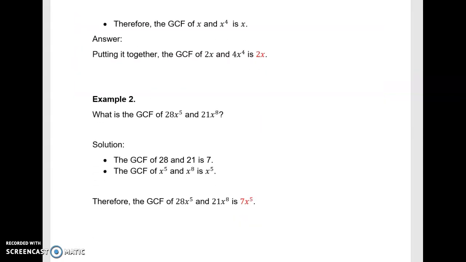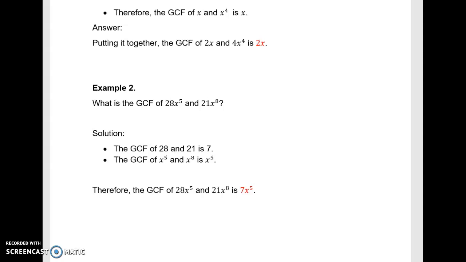For example 2, what is the GCF of 28x to the 5th and 21x to the 8th? So the number part, 28 and 21, the GCF of that is 7. And the GCF of x to the 5th and x to the 8th is x to the 5th because 5 is less than 8, remember that? And x is the same in both of those cases. So the GCF of 28x to the 5th and 21x to the 8th is 7x to the 5th.